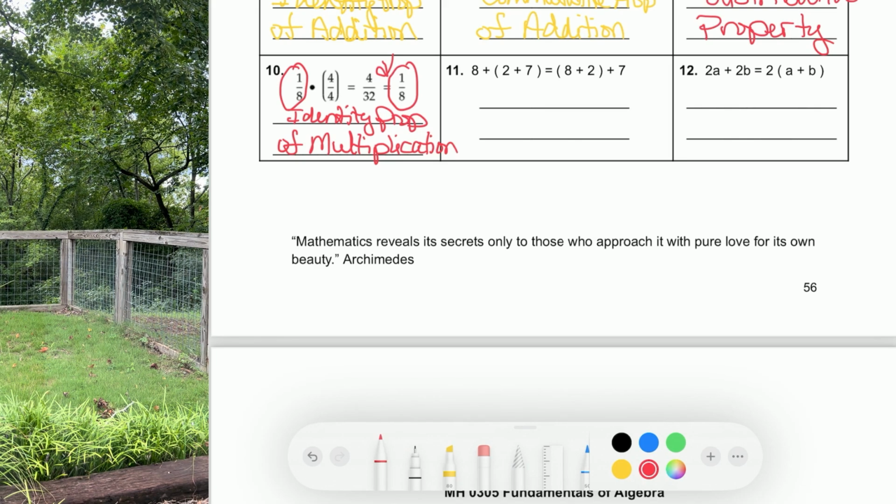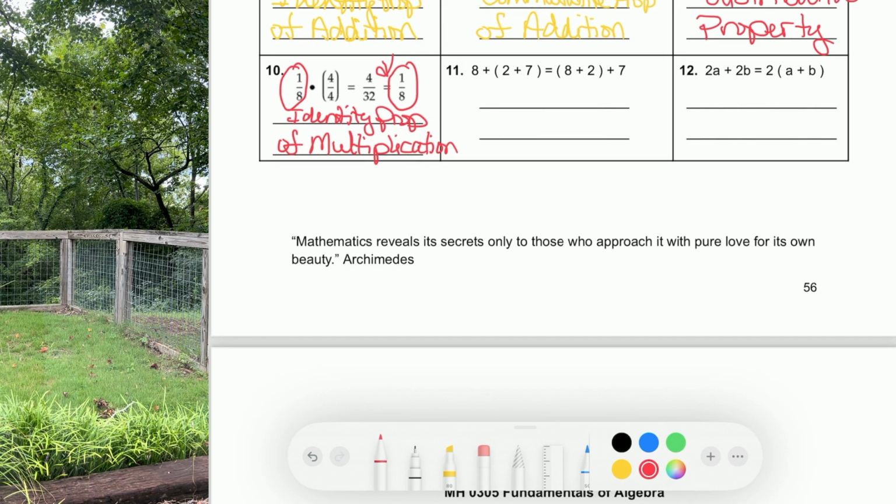denominators or reduce fractions. All right, so number 11, 8 plus 2 plus 7, and then 8 plus 2 plus 7. All right, so we do have a change, but we need to figure out, is it an order change or is it a grouping change? So on the left side, the 2 and the 7 were grouped together. On the right side, the 8 and 2 are grouped together. All right, so we have a changing of grouping.